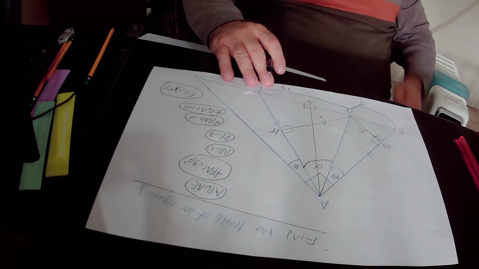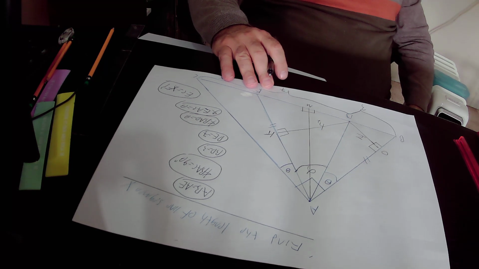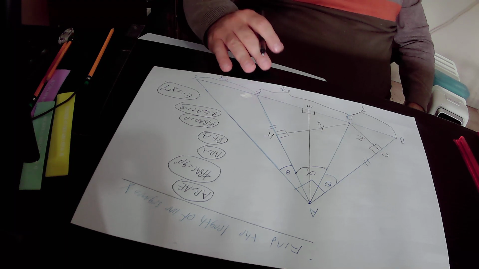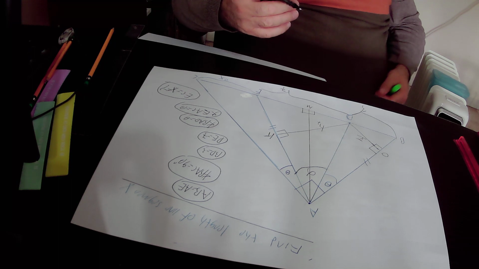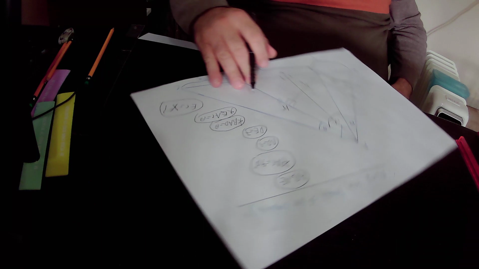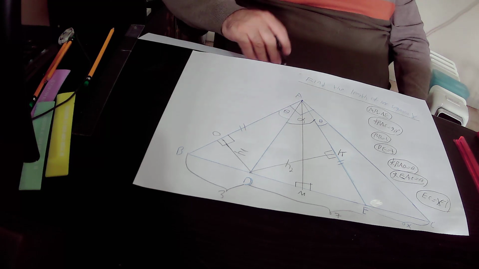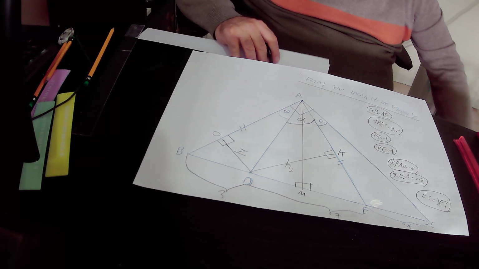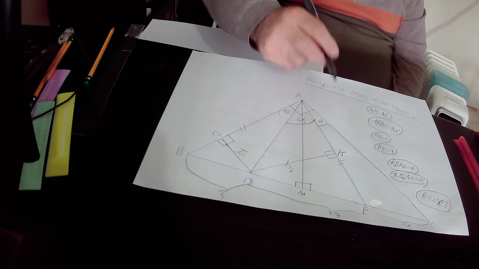So here, what is the value of... actually, we have a rule. We know that triangle ADE is an isosceles triangle. I'll write it down. Triangle ADE is an isosceles triangle.